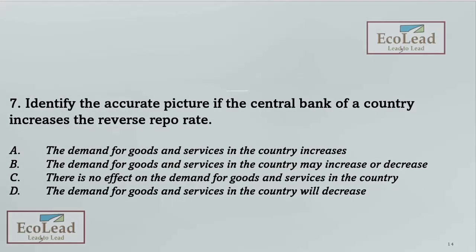Identify the accurate picture if the central bank of the country increases the reverse repo rate. Reverse repo rate we already discussed. The reverse repo rate is the rate at which commercial banks can give money to RBI. So in this case, the demand for goods and services in the country will increase, first option. Second option is the demand for goods and services in the country may increase or decrease, which again is indecisive. So we can ignore that.